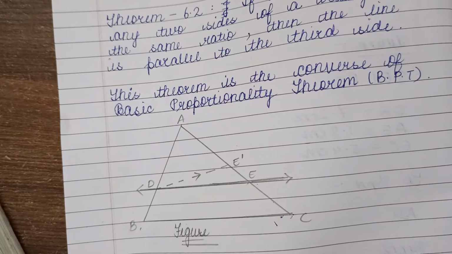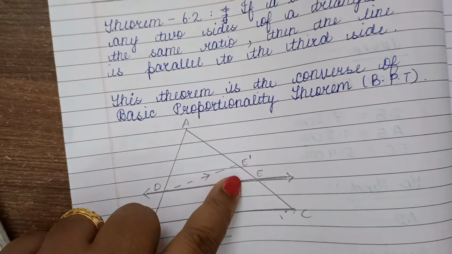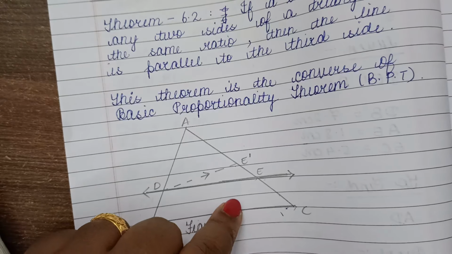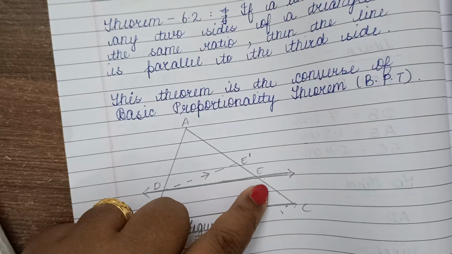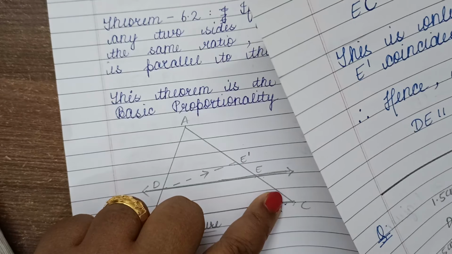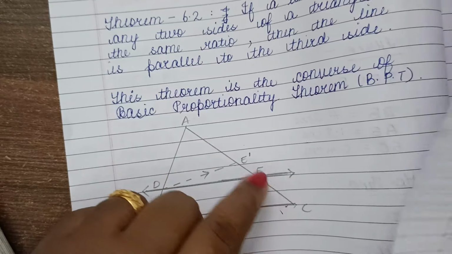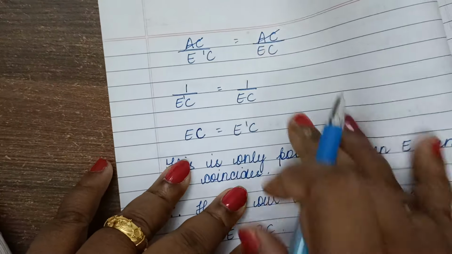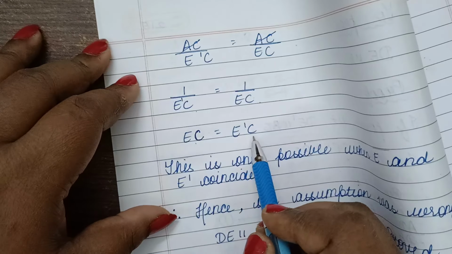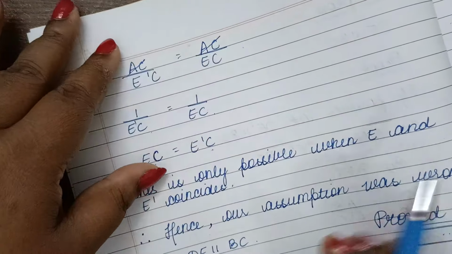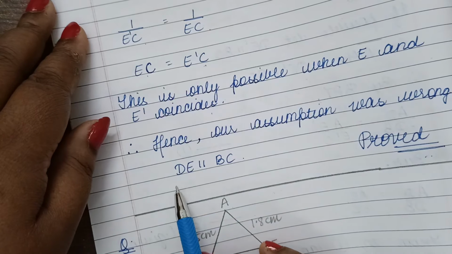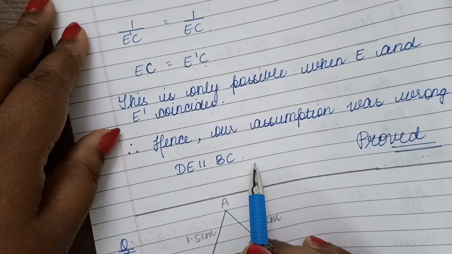Now what is AE dash plus E dash C? That is equal to AC, isn't it? Similarly, AE plus EC is again AC. So AC by E dash C equals AC by EC, and AC will get cancelled. You can see here that AC gets cancelled. So 1 by E dash C is equal to 1 by EC, or EC equals E dash C. This is only possible when E and E dash coincide. Hence our assumption was wrong. Therefore DE is parallel to BC. Hence proved.